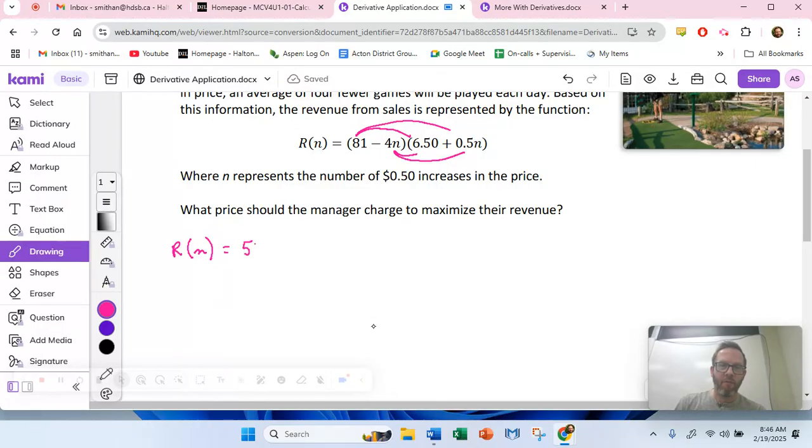So 526.5 plus 40.5n. This is risky. Minus 26n. I'm sure you guys will pipe up if I make a mistake. And then minus 2 times n squared. And then I'll collect like terms and maybe put things in order from highest degree to lowest.